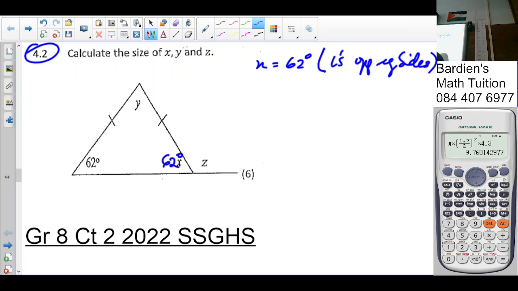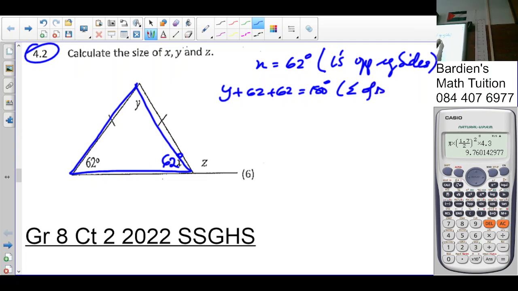Angle y, we go with sum of angles in a triangle. So say y plus 62 plus 62 is equal to 180. Sum of angles in a triangle. No letters given there, and if there were letters given, I didn't need to name the triangle anyway. Okay. So y is equal to 180 minus 124, which is 56, sorry, 56 degrees.